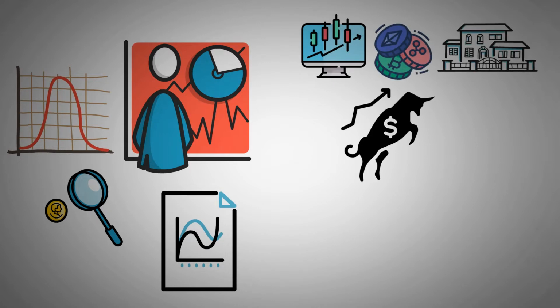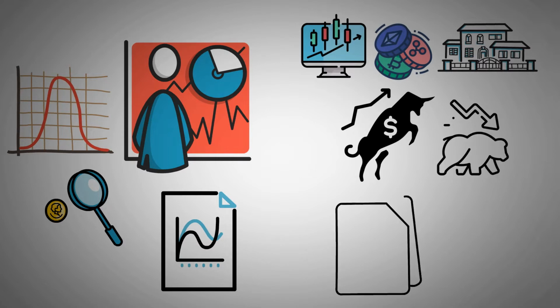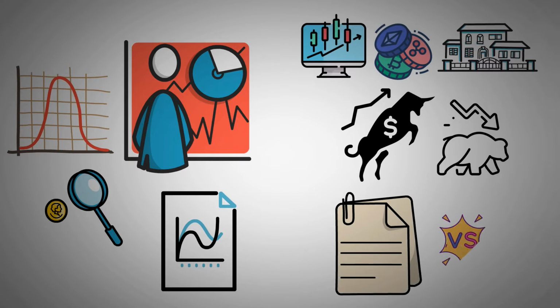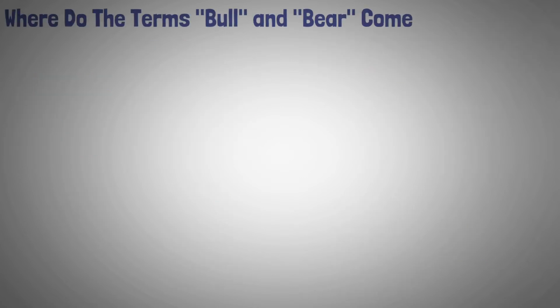It could be a bull or a bear market. Both of these phases are opposite to each other. The discussion provides a detailed overview of bull and bear markets. Their characteristics that differentiate between the two would also be covered. So, time to begin. Where do the terms bull and bear come from?